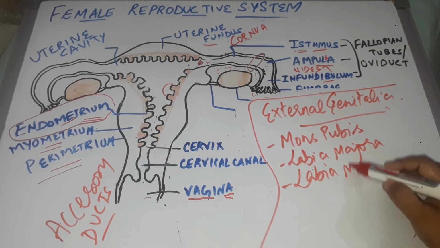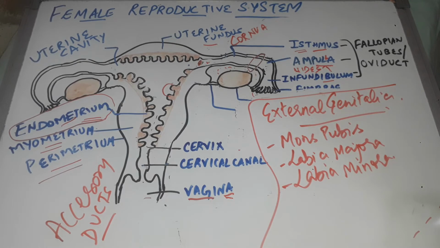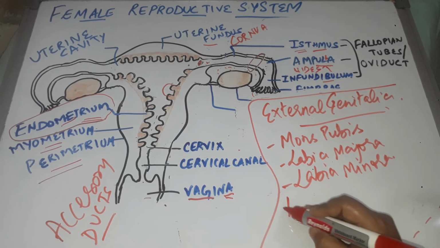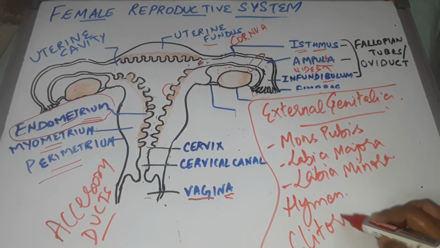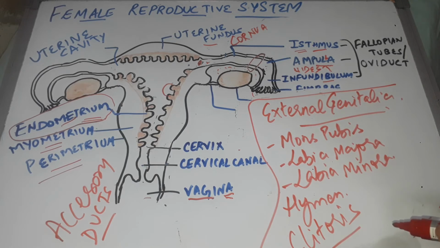Next is labia minora. Labia minora are paired folds of tissue under the labia majora. The opening of the vagina is often covered partially by a membrane that is called hymen. Another part under this is clitoris. Clitoris is a tiny finger-like structure which lies at the upper junction of the two labia minora above the urethral opening.